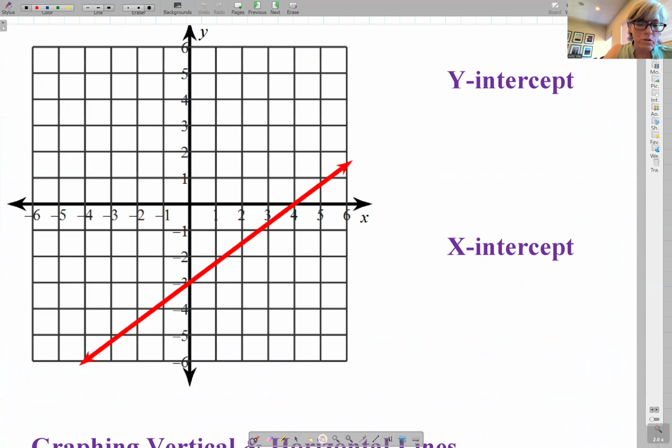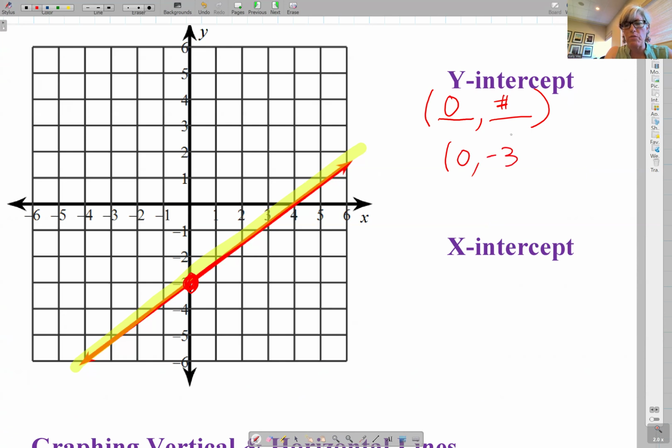What is an X and Y intercept? Physically trace this line, please. Just physically trace it. Darken on the Y axis. The y-intercept is where that will cross the y-axis, and that will always look like this: there's a 0 in the x and a number in the y. So in this case, your y-intercept is going to be 0, -3.